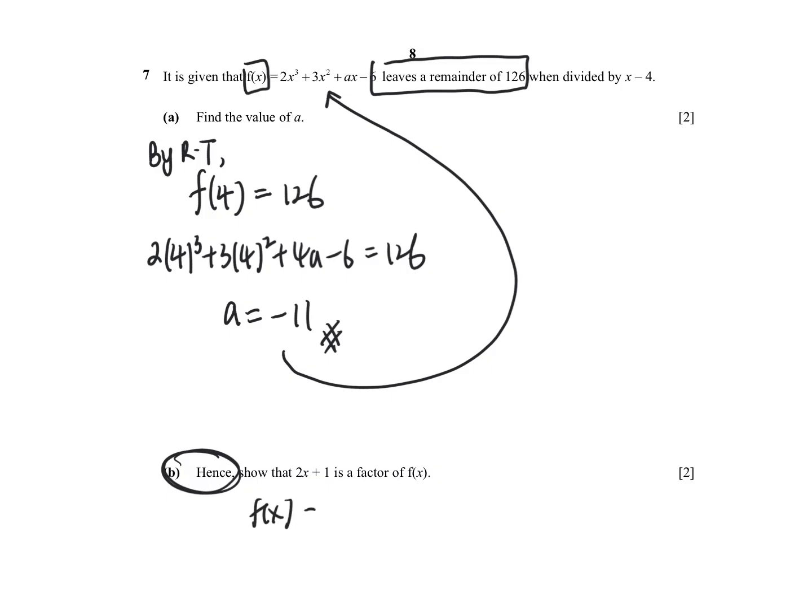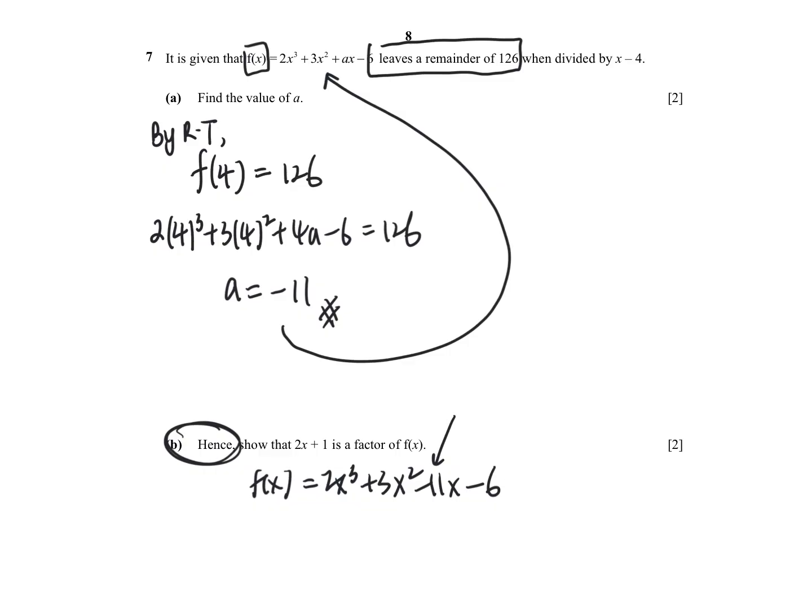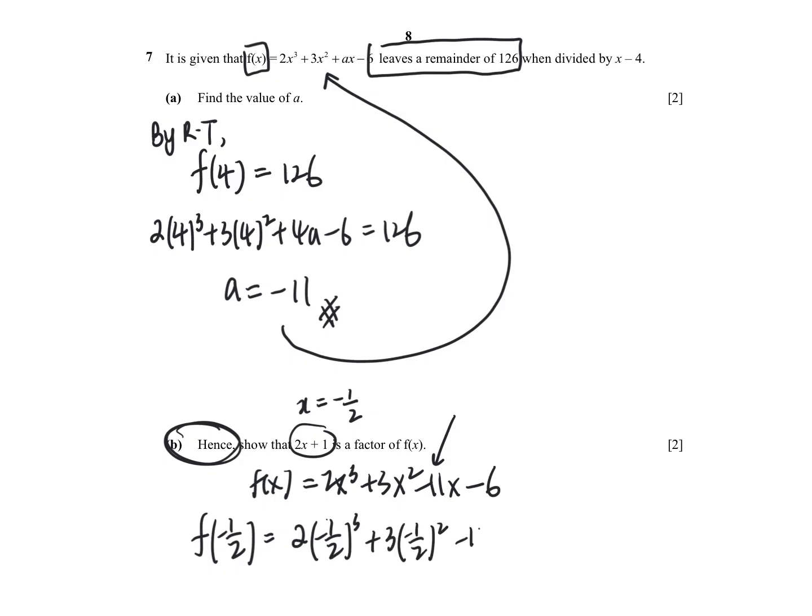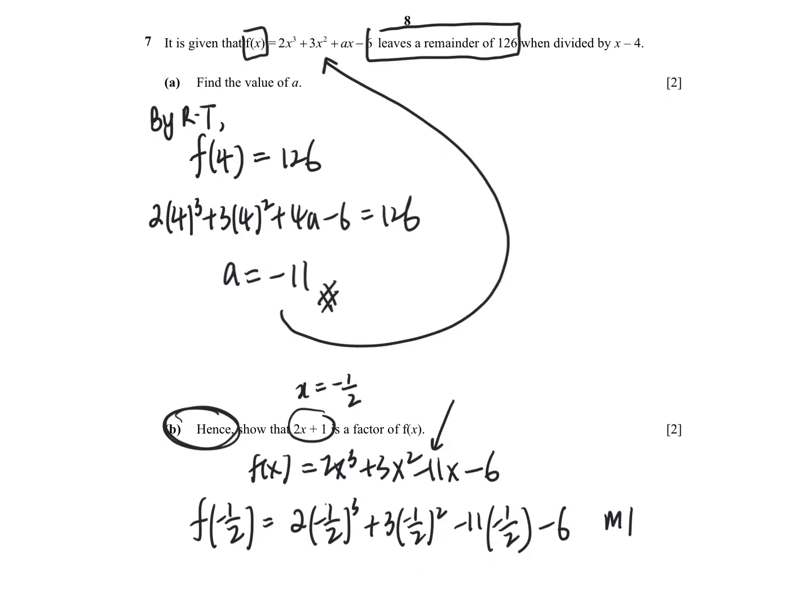f of x is now 2x cubed plus 3x squared minus 11x minus 6. So put in the minus 11 first. Then you want to show that it is a factor. So sub in x as what? Minus half, right? So you put in x as minus half. Really show that you put in. Must put in the effort here because the mark is here. Then show that the remainder is 0. You see what is easier for you.